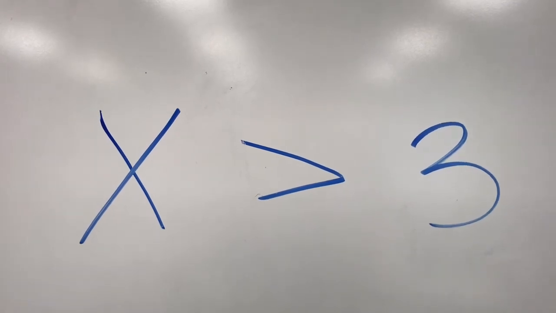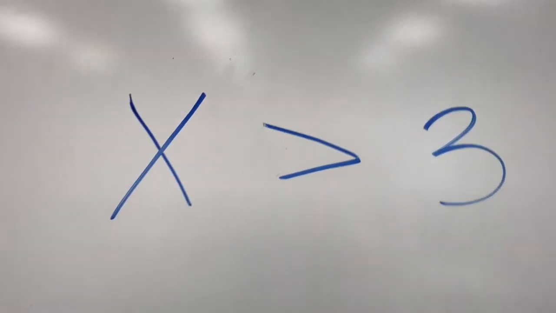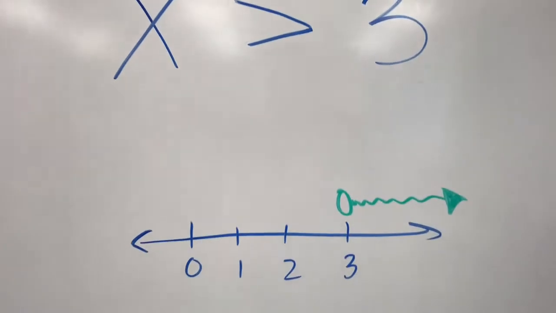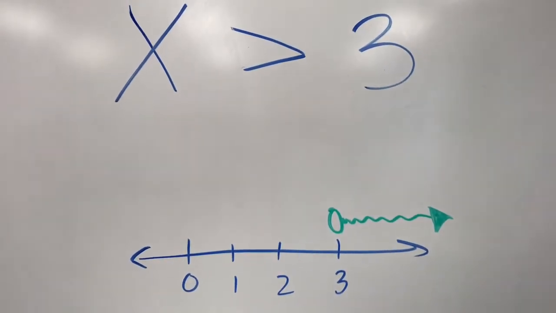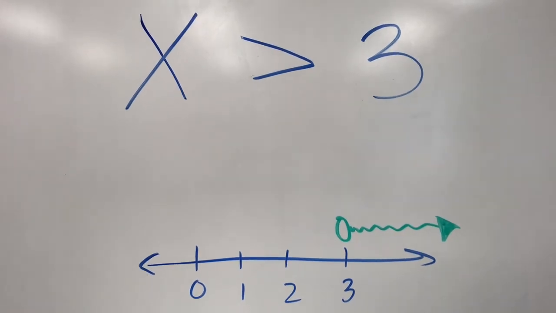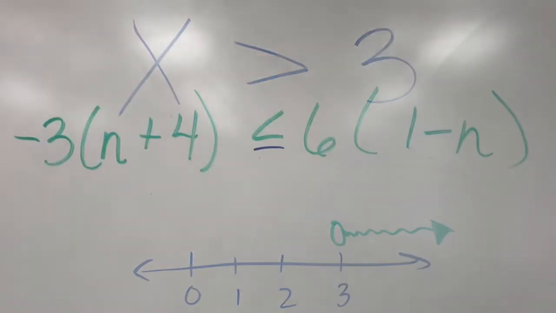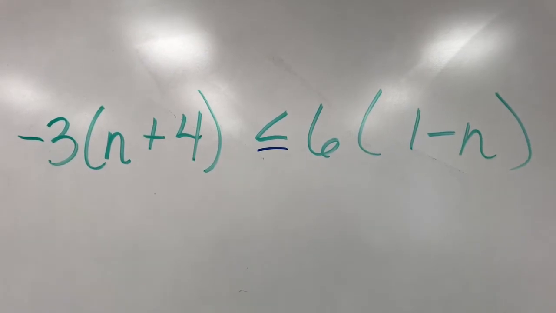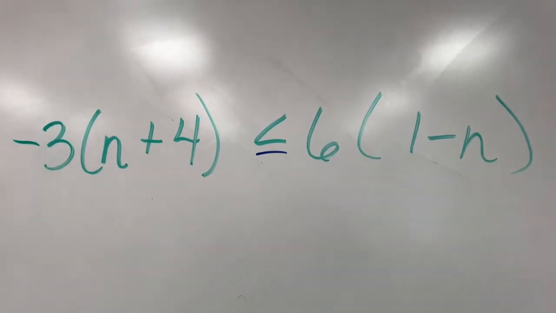X is greater than 3, not equal to 3. And then we would graph it. So if we're not including 3, we put an open circle and we shade to the right because it's everything greater than 3. Sometimes it's not that easy though. Can you try this one?